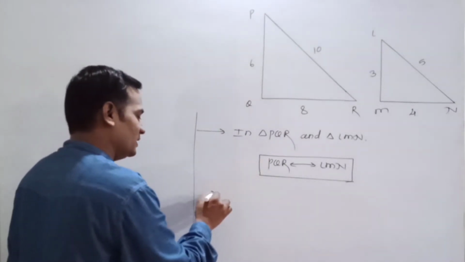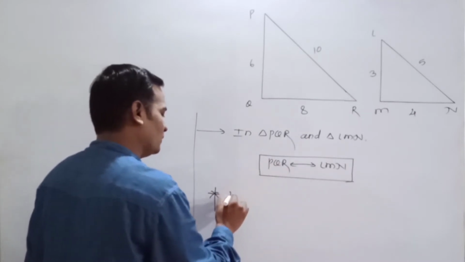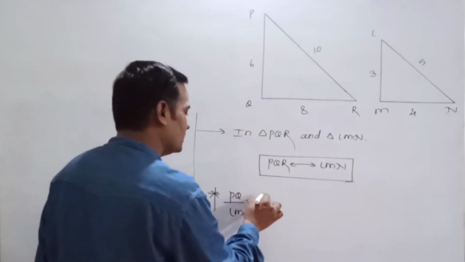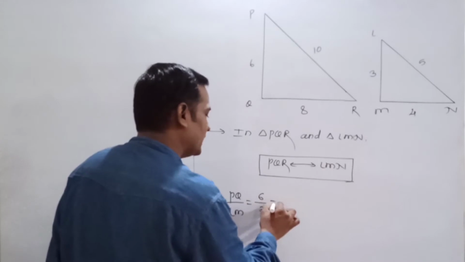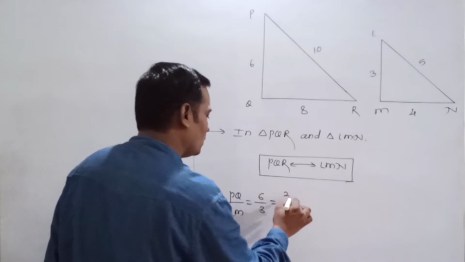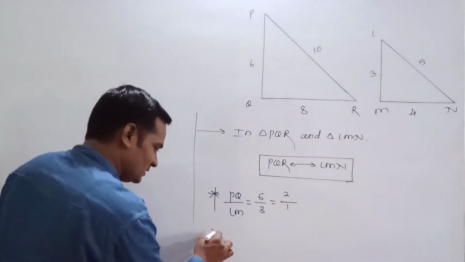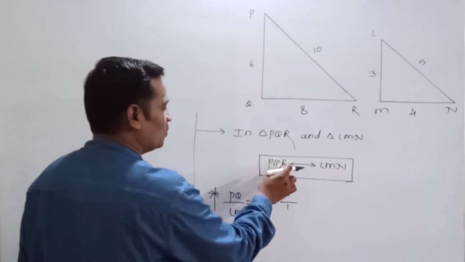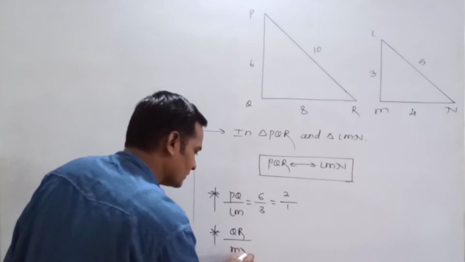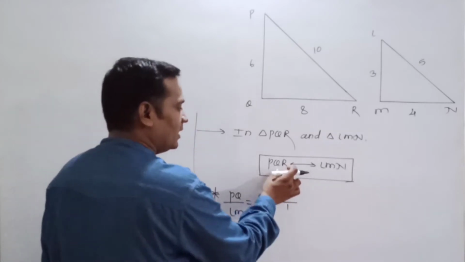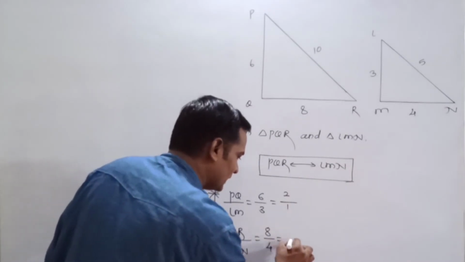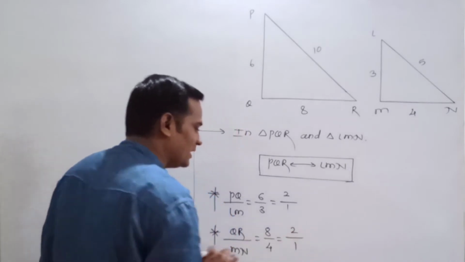So let's take the first ratio here, which is the first side PQ. PQ upon LM is equal to, let's put down the values, 6 upon 3. So that will be 3 ones are 3, 3 twos are 6. That means 2 upon 1. Now this is the first ratio. Now the second side is QR, so QR upon MN. QR's corresponding side is MN. So again 8 upon 4. So that answer will be 4 ones are 4, 4 twos are 8.